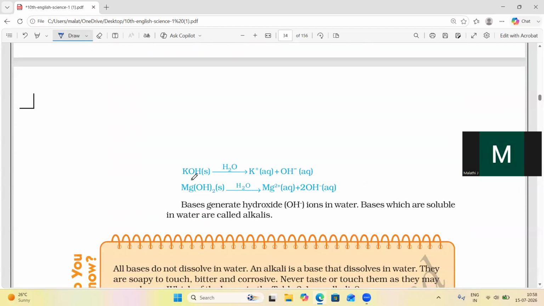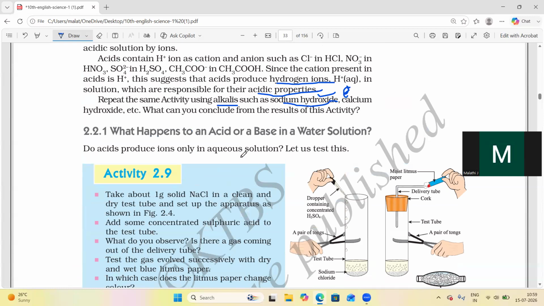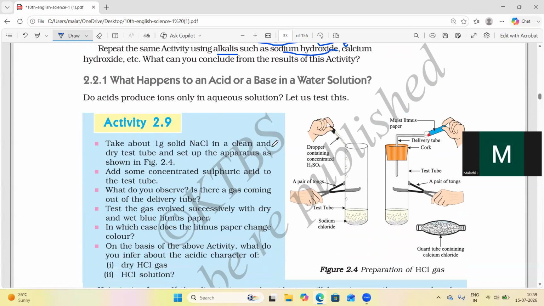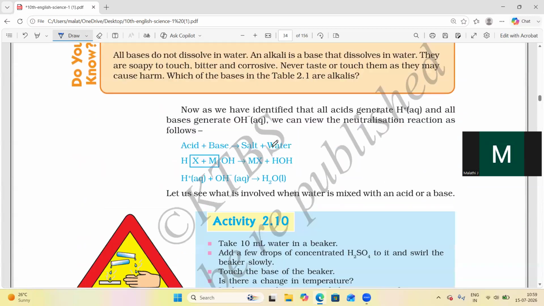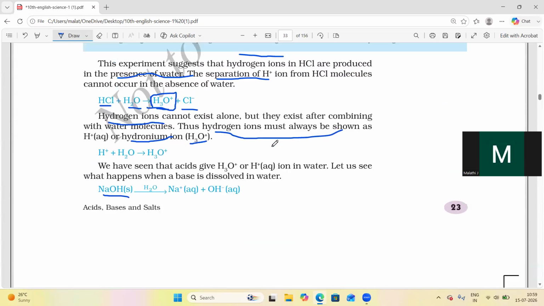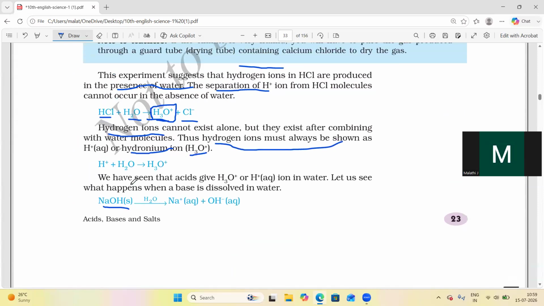Here are some more examples they have given. KOH when dissolved in water gives K plus and OH minus ions. Mg(OH)2 when added to water gives Mg2 plus and OH minus ions. So what is common is that acid and base dissolved in water give an acidic solution and a basic solution. These form ions in the water when completely dissolved. Here is one more question they may ask.